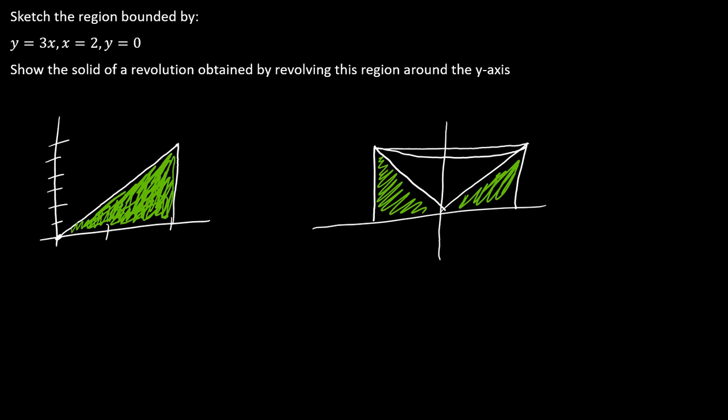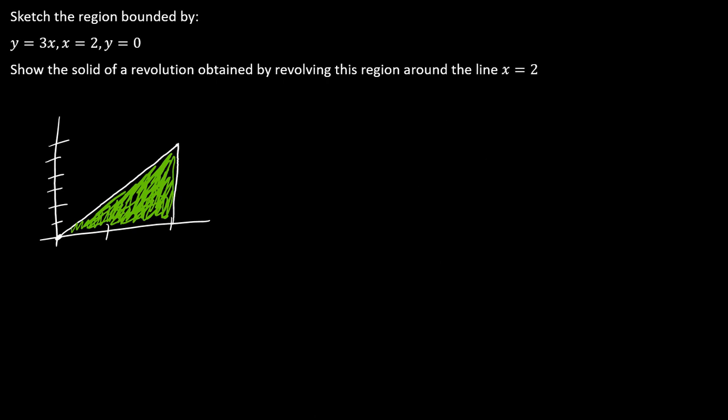Okay, so that's around the y-axis. So now let's make it more confusing. This is really where I see drawings fall apart. So show the solid of revolution by revolving this region about the line x equals 2. Okay, so first of all, where is x equals 2? x equals 2 is right here.